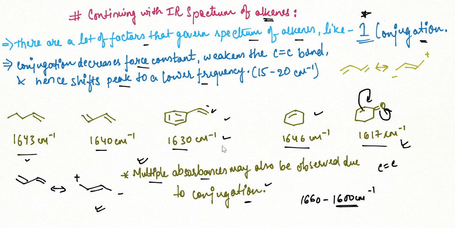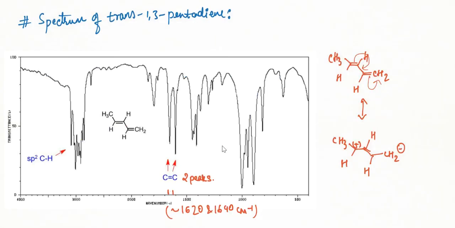All right, so now we are going to move forward and see examples. So the example spectrum of trans 1,3-pentadiene system. Okay, what do we observe over here? Definitely, first of all, we are going to focus on the left part of the spectrum and then we will go to the right hand side.